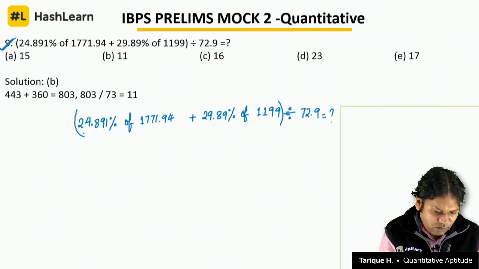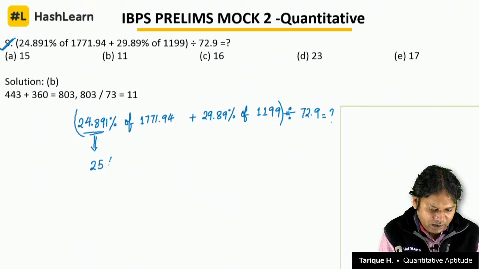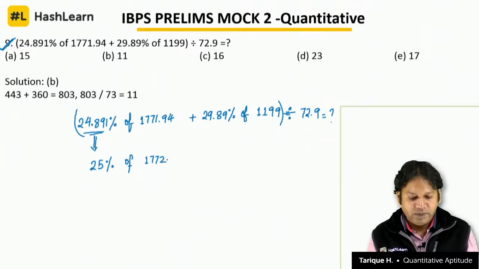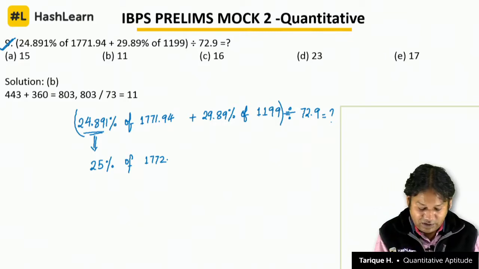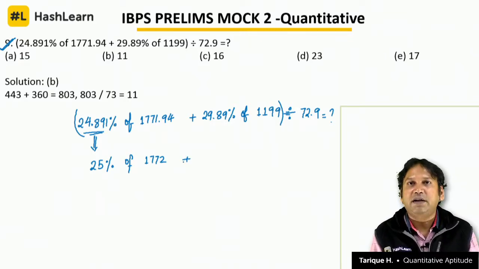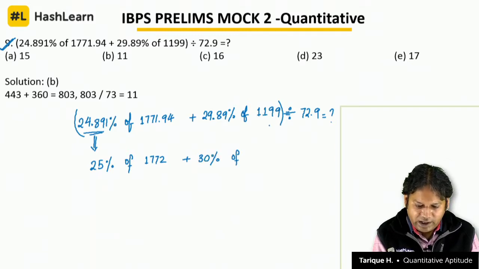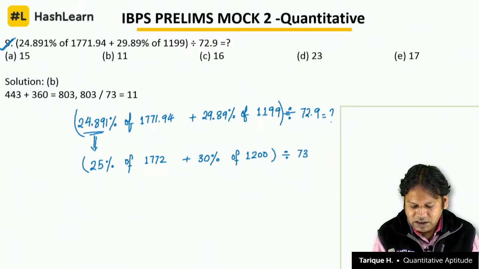So what you will see is 24.891 is very close to 25. So why can't we just approximate it to 25% of 1771.94, which I can approximate to 1772? Because increasing by 0.06 will not really cause any difficulty in the way the question works out. Now 29.89% we can make it 30%, and 30% of 1199 we can approximate to 1200, and this we are going to divide by 73, so 72.9 will become 73.